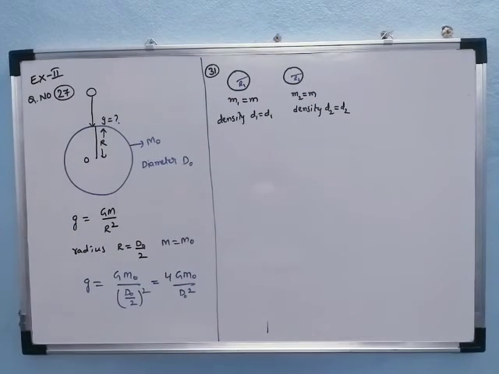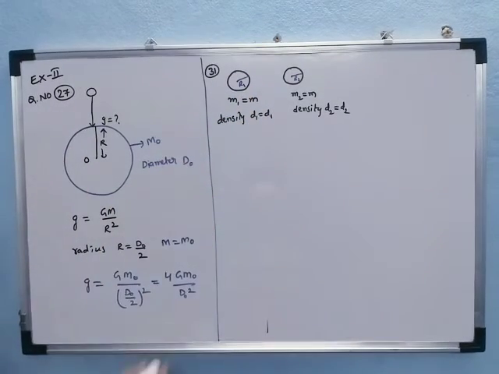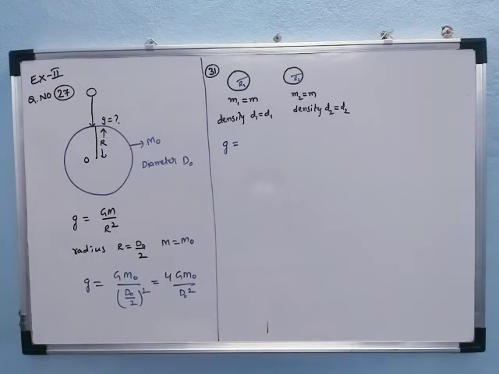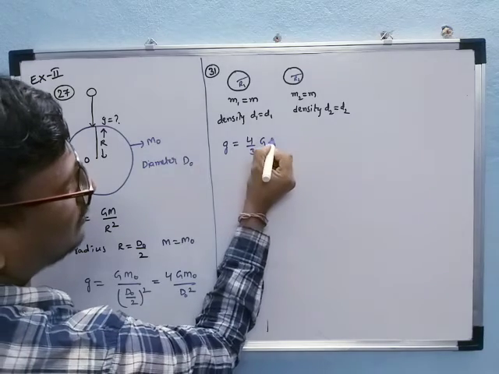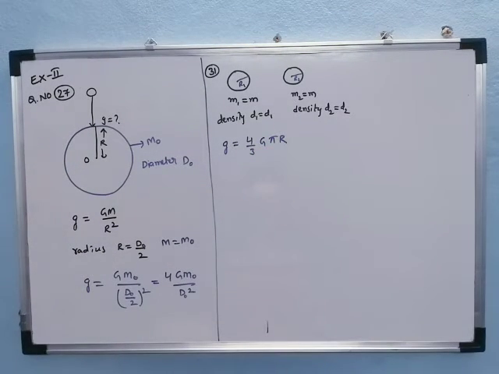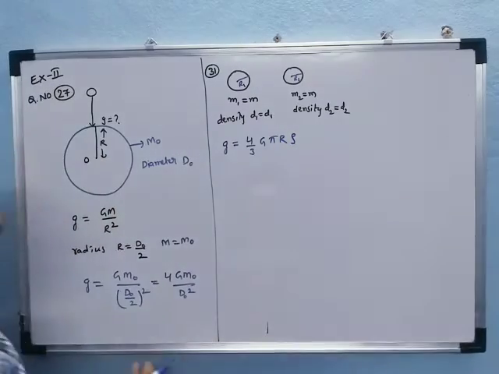So what is the formula now? Here we know the acceleration due to gravity at the surface of the earth, using the depth formula. That is, g is equal to 4 by 3 G into pi into R into density. The density is denoted by rho.